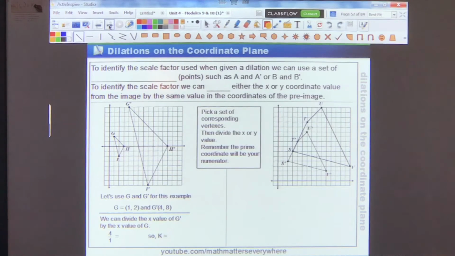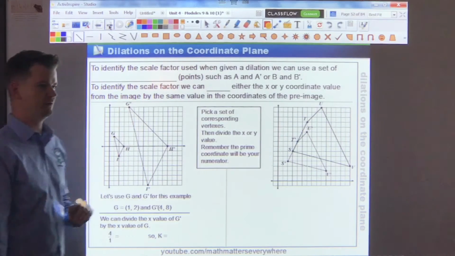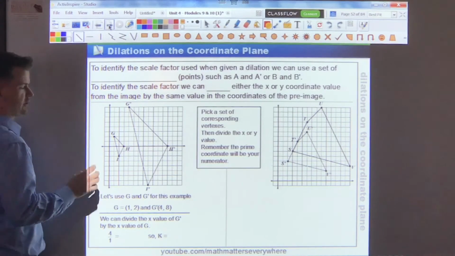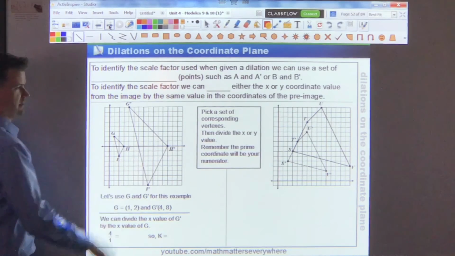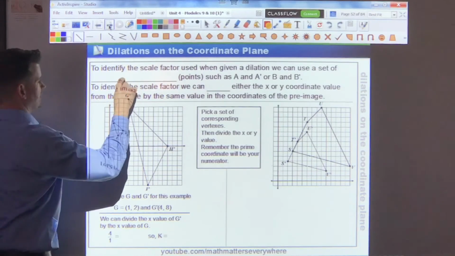So far we have been doing dilations, enlargements, or reductions. We only had one figure. We usually had the preimage and had to go find the image. If you notice here, we're given the preimage and the image. The dilation's already been done. Now, that's not what you're being asked to do. What you're being asked to do is identify the scale factor.